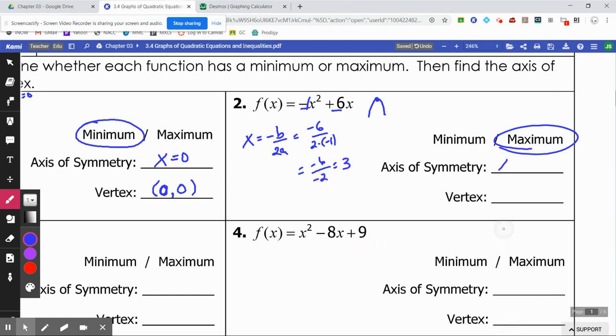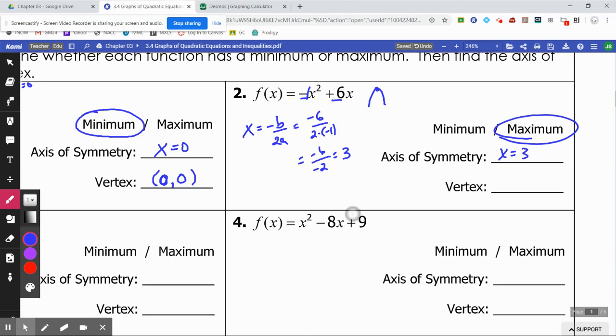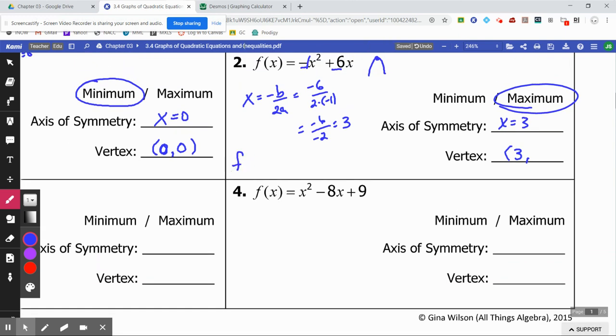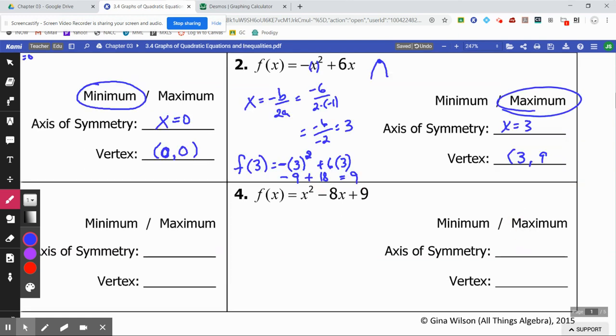So x equals 3 is your axis of symmetry. So your vertex is going to be 3, comma, and we simply plug in 3 into our original equation, and that's going to tell us the y value. So f of 3 will be negative, now this is important, make sure you put the 3 in parentheses, negative 3 squared plus 6 times 3. The reason I tell you that is you have to square before you negative. So this will be negative 9 plus 18, which is 9. So 3, 9 would be our vertex here.